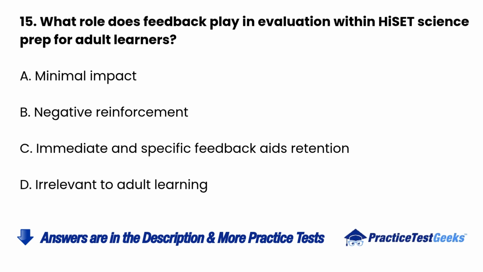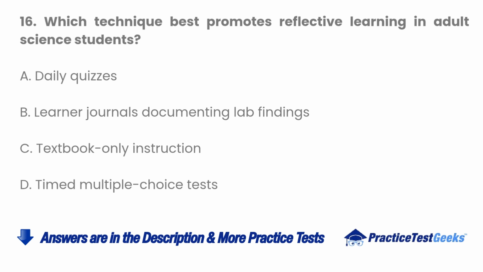15. What role does feedback play in evaluation within HiSET science prep for adult learners? A. Minimal impact. B. Negative reinforcement. C. Immediate and specific feedback aids retention. D. Irrelevant to adult learning.